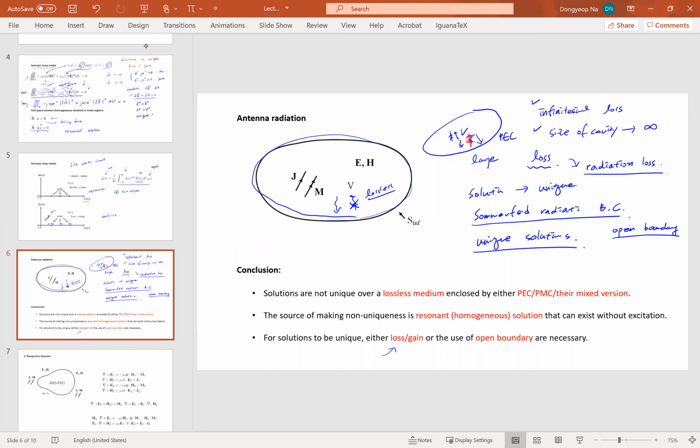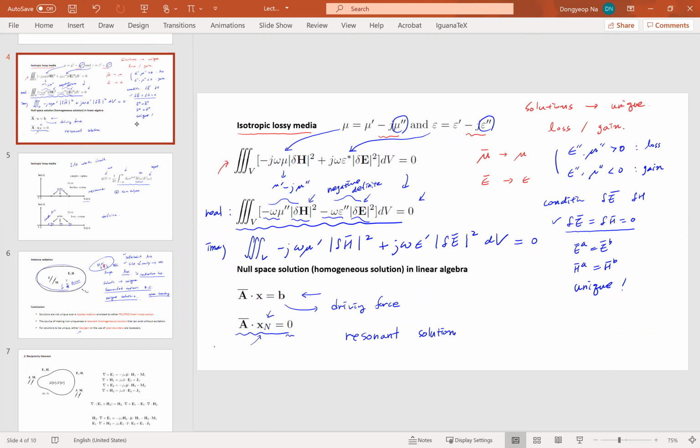A quick question. You mentioned isotropic media. What will happen if we have an anisotropic medium? Yeah, that's a good question. The mathematical derivation becomes very complicated, but we can draw the same argument. You can see the lecture note, where Professor Chu covers the anisotropic, lossy medium case. I think it is the same: if we have loss in an anisotropic medium, then we have a unique solution. The mathematical derivation would be very complicated.